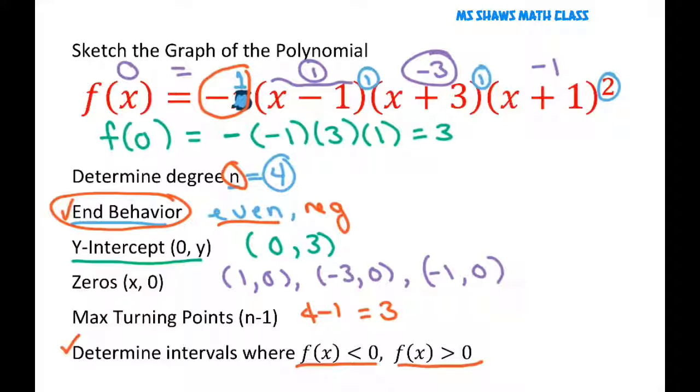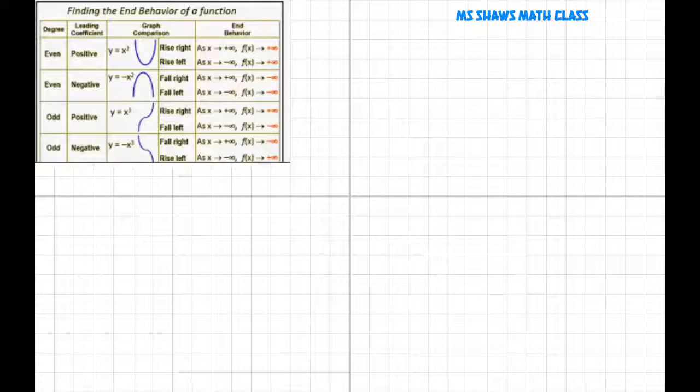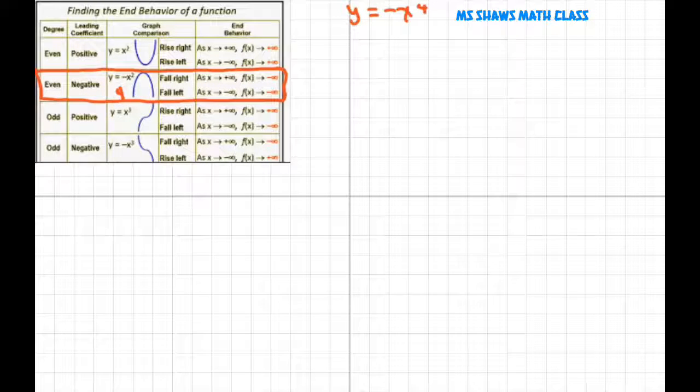Just remember we have an even degree and our lead coefficient is negative. This is the graph comparison, which gives us our end behavior. So in our case, our degree was 4. So if you look at y equals -x to the 4th, it looks just like this. The only difference is that it's flatter in here and shoots down quicker. But we don't really care about that. We just care about these end pieces right here.